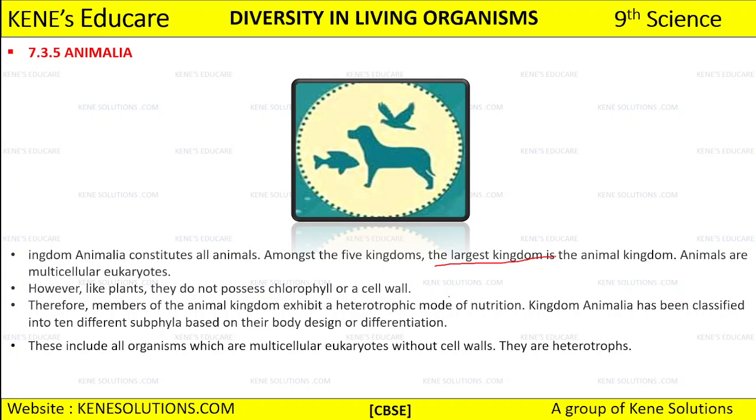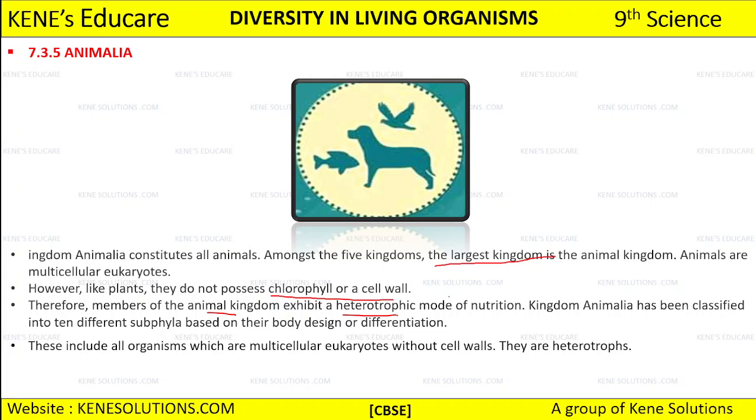However, unlike plants, as I told you, animals do not have chlorophyll, and they do not have a cell wall. Therefore the members of the animal kingdom exhibit a heterotrophic mode of nutrition. Now what is meant by heterotrophic mode of nutrition? It means all the members of the animal kingdom are dependent on either plants or other animals for their food, and that is why we say they have a heterotrophic mode of nutrition.